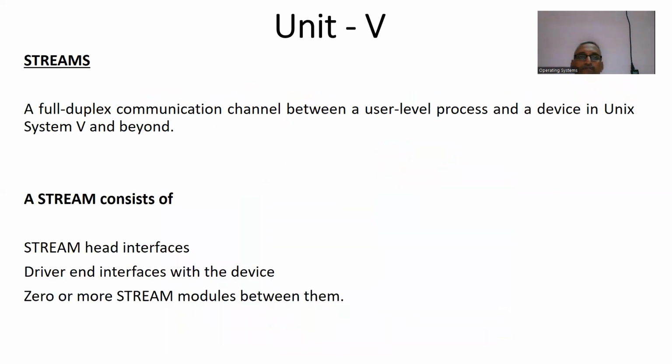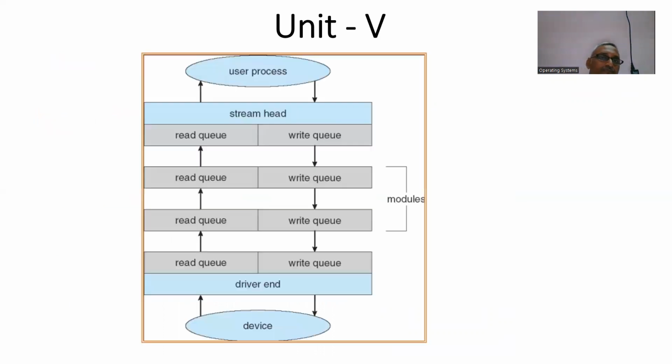Next one, streams. Streams are full duplex communication channels between a user-level process and a device in Unix System V and beyond. A stream consists of a stream head interface, a driver interface with the device, and zero or more stream modules between them. Each module contains a read queue and a write queue. Message passing is used to communicate between queues.